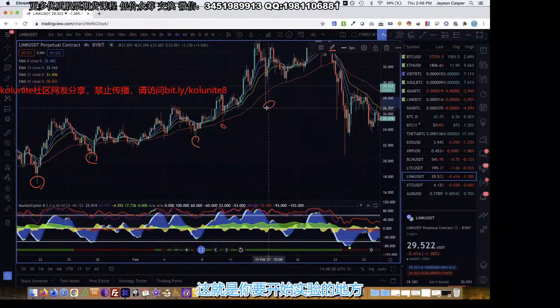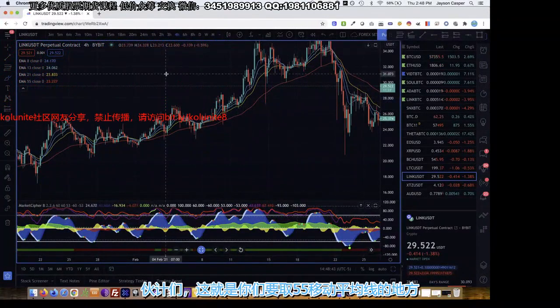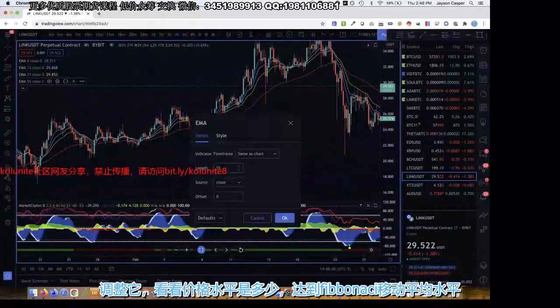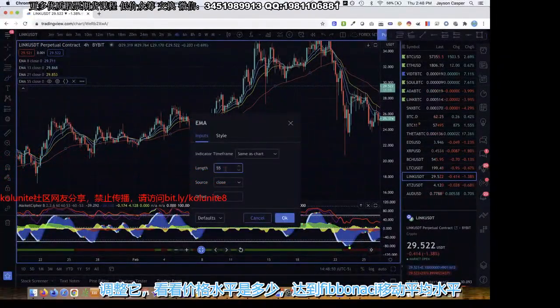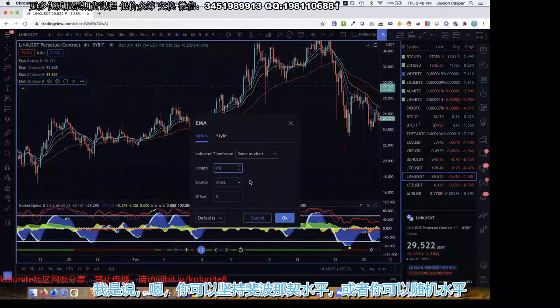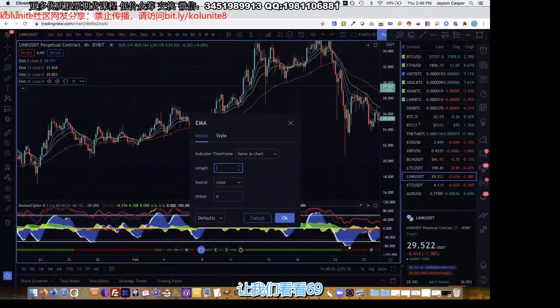This is where you're going to start to experiment, guys. This is where you are going to take this 55 moving average and just adjust it and see what level price is getting to. What Fibonacci moving average level is price getting to? Is it 69? Well, you could stick to Fibonacci levels, or you could just do random levels. Let's just do random levels. Let's see 69.